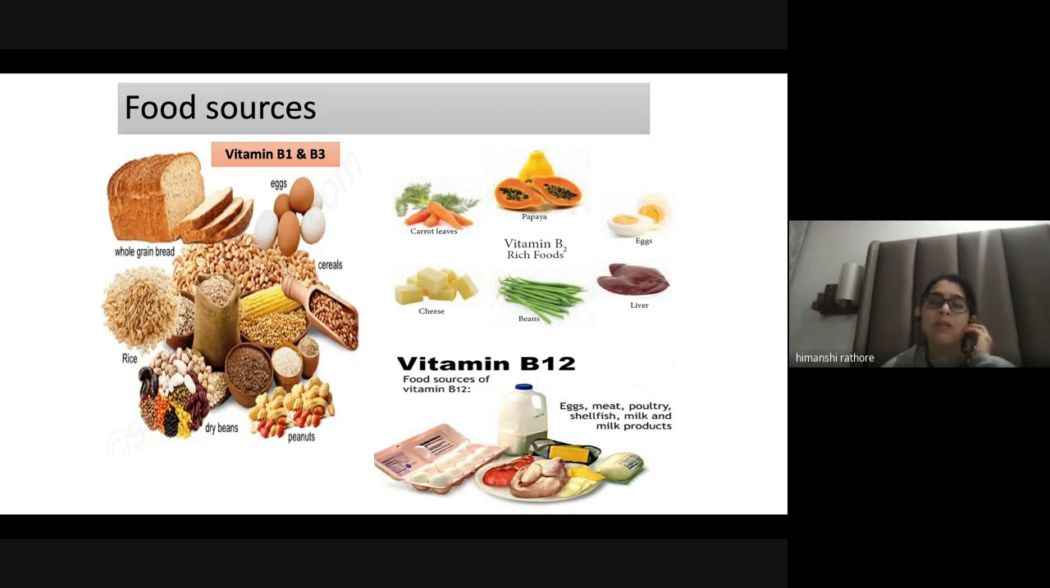So it is always advisable, always suggested, for vegetarians to take vitamin B12 supplements. Otherwise, they are all deficient in B12. Only supplements can provide them vitamin B12. So here you can see the slide is giving you the different food sources of the different vitamin Bs.